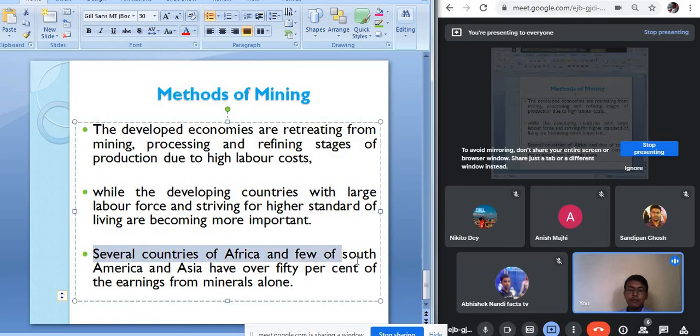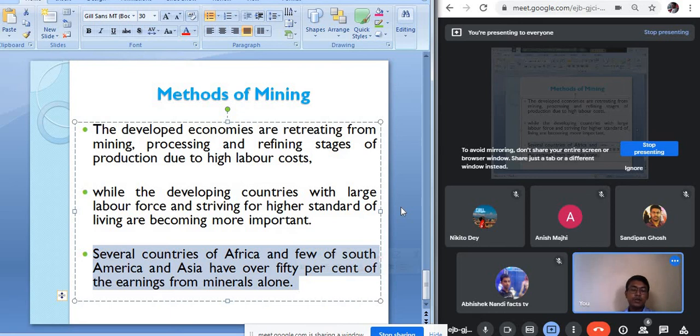Several countries of Africa and a few of South America and Asia have over 50% of their earnings from minerals alone. So many of the countries of Africa, some of the countries of South America, and a few countries of Asia get 50% of their income from this mining activity only. So this is what mining is about.